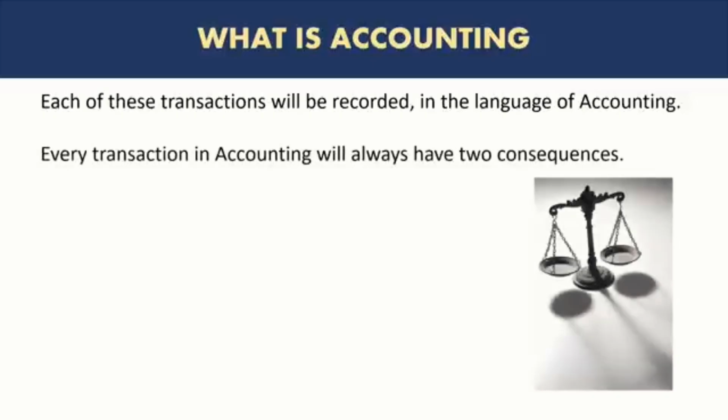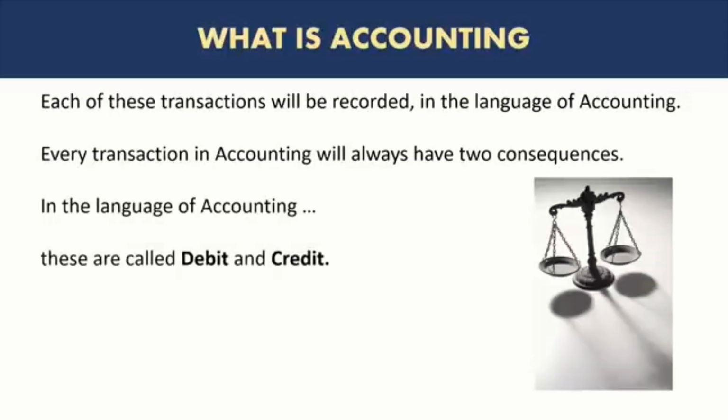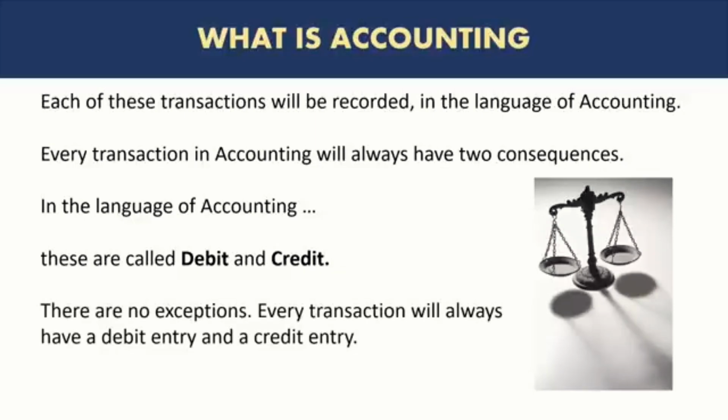Every transaction in accounting will always have two consequences. This is one important thing to remember. All transactions have two consequences. In the language of accounting, we call them debit and credit. There's always a debit and there is always a credit in all accounting entries. There are no exceptions. Every transaction will always have a debit entry and a credit entry.